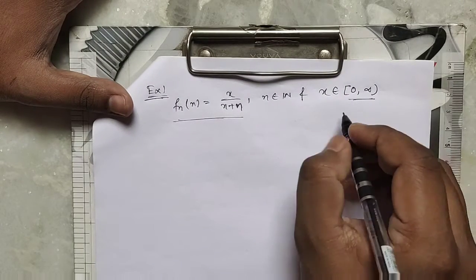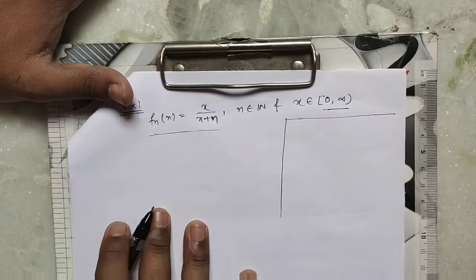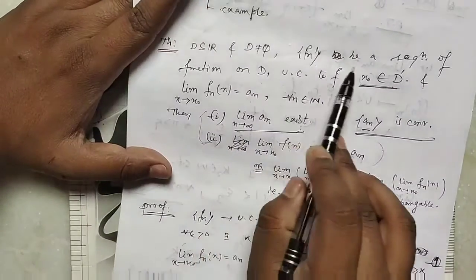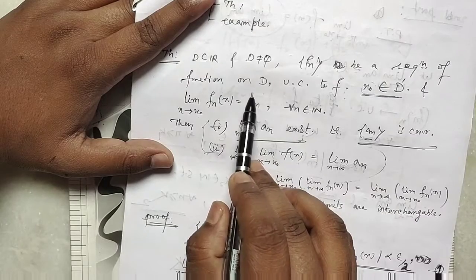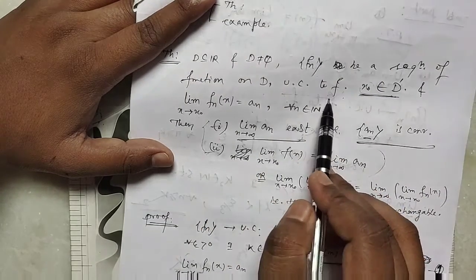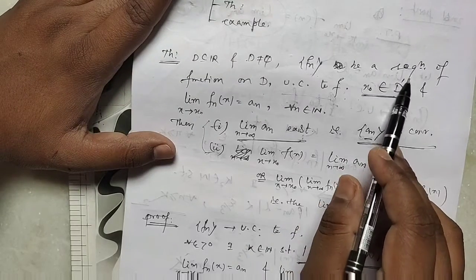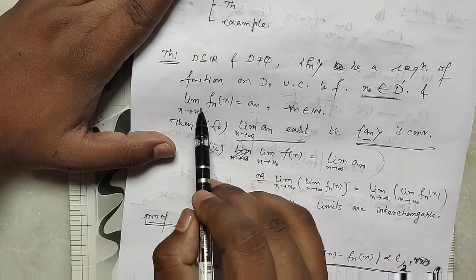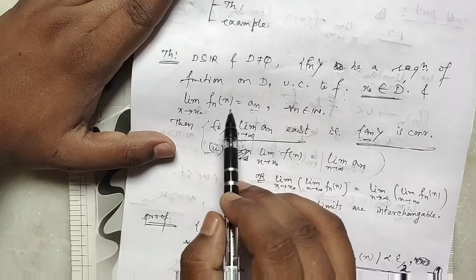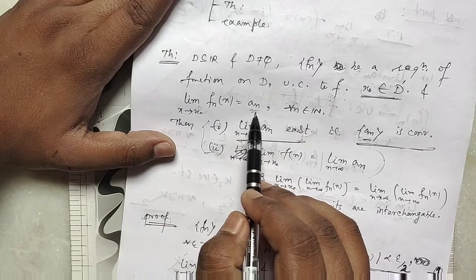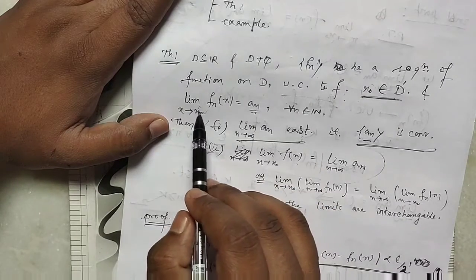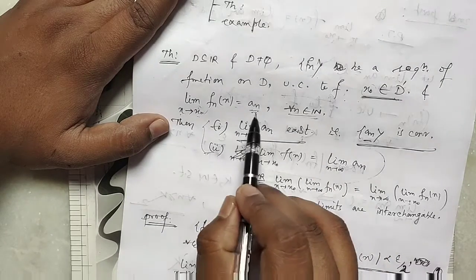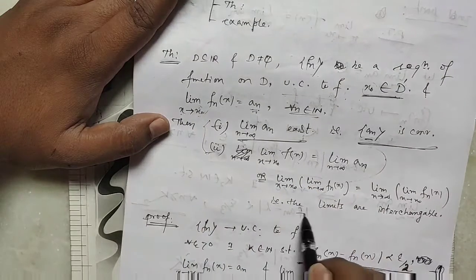So we repeat what our theorem is. Our theorem is: if f_n is a sequence of functions, and this sequence of functions uniformly converges to f, and x0 is any point in D dash, the set of limit points of D, that is, x0 is a limit point of D, and at that point, as x tends to x0, f_n(x) equal to a_n for all n, then this a_n is also convergent and the limits are interchangeable.